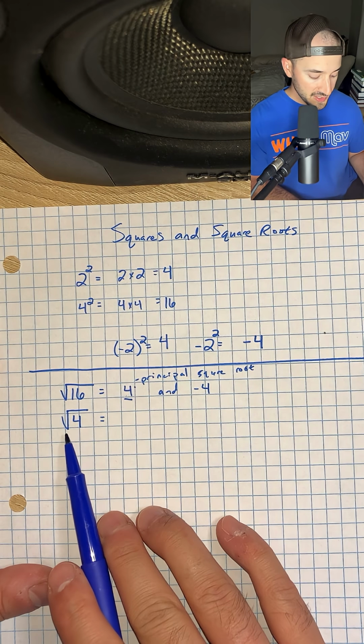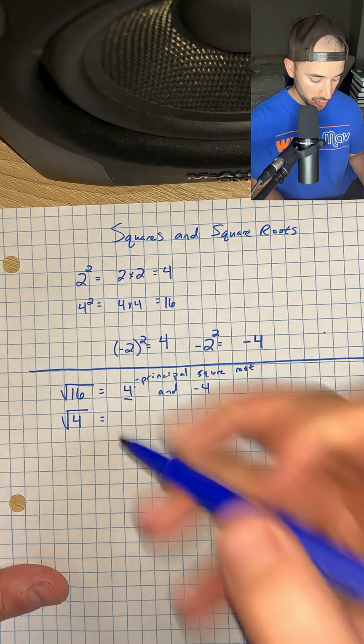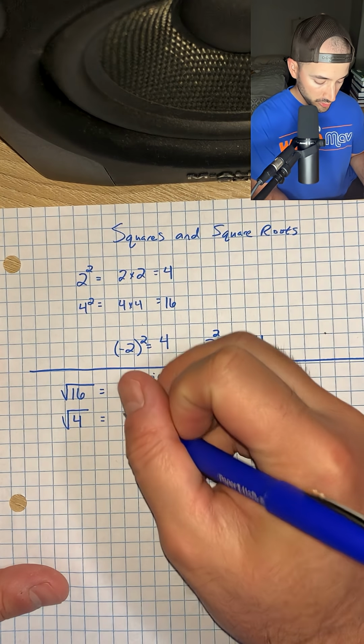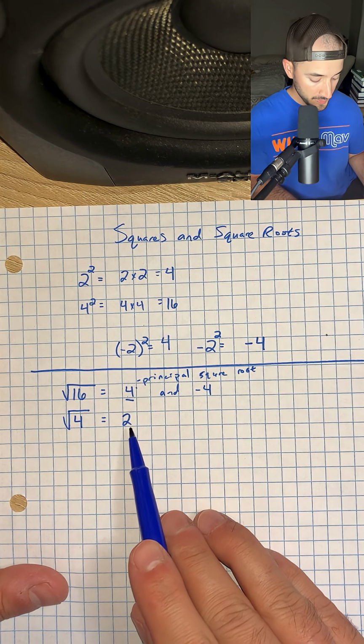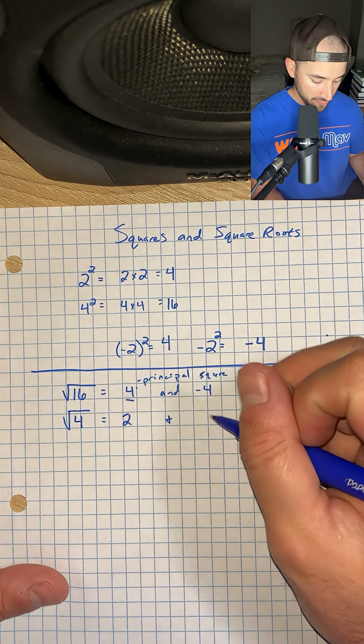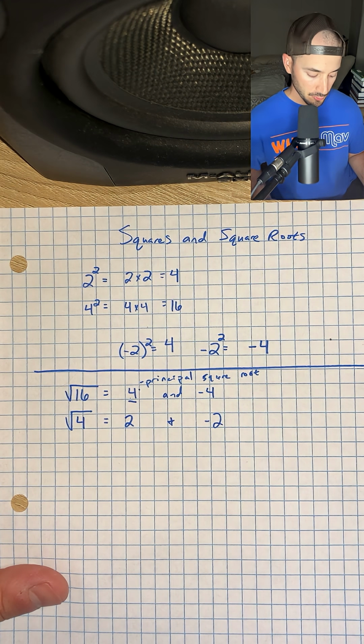So what would be the square root of 4? Well, what times itself equals 4? We can do 2 times 2 to get 4. So I'm going to say the square root of 4 is 2. Positive 2 would be the principal square root. And then we could also have negative 2, because negative 2 times negative 2 is equal to positive 4.